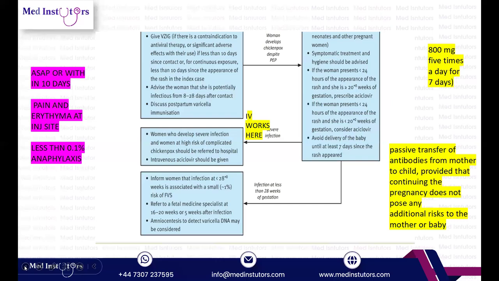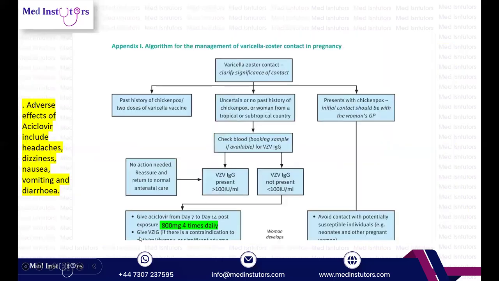So this is the prophylaxis we have been giving till now, when the exposed people haven't developed any sign or clinical features of chickenpox yet. But what happens when the person has been exposed and developed chickenpox?